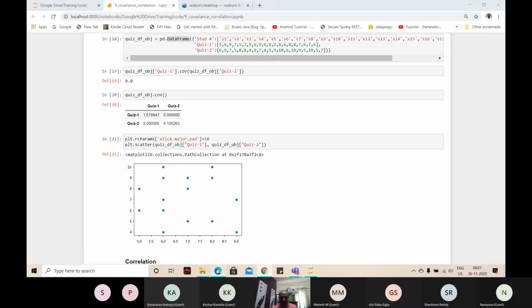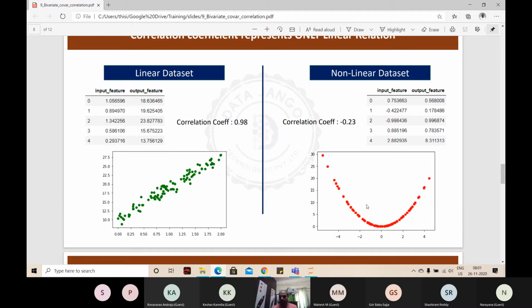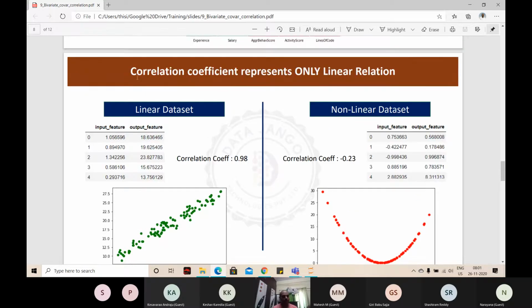But when you look at this graph, we can say that there is a relationship in both the cases. But when you look at the correlation coefficient, here it is showing 0.98. Here it is showing minus 0.23. Is this close to 0? This number is close to 0, right? So if you look at only the correlation coefficient, you will be misled into inferring that there is no relationship between this input and this output. Okay, so that's the point here.